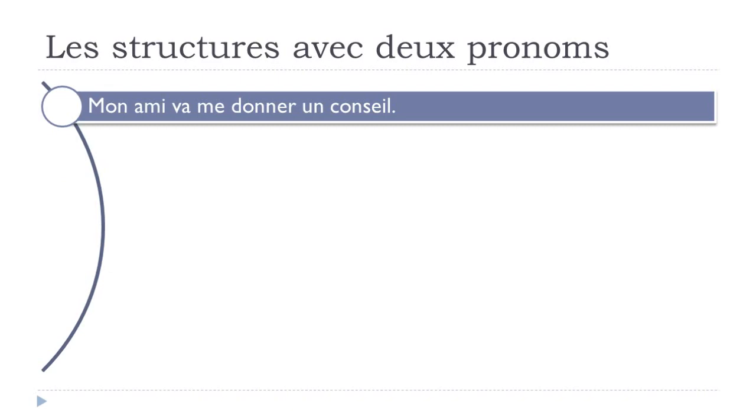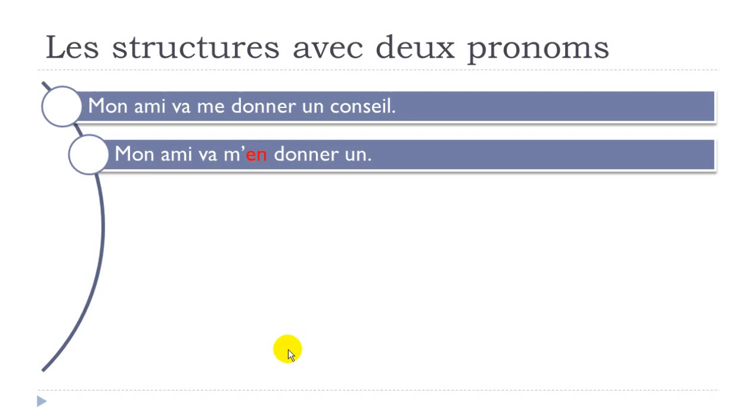Okay, so let's see. Mon ami va me donner un conseil. Okay, so exactly the same idea. We'll replace un conseil by en, and then we see how it goes. Mon ami va. All right, so here you've got this verb aller, the first verb here. And then you will put your pronouns. So, me here, of course, e is going away. Then you've got your pronoun en before the second verb. Okay, donner, to give, that's the second verb here. Infinitive form, as usual in French, when we've got two verbs.